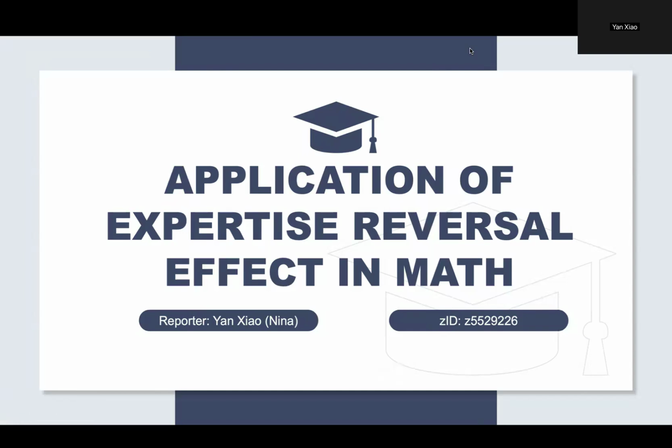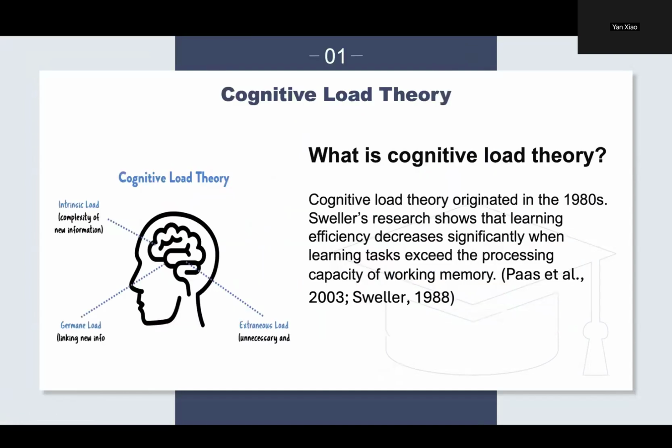Today, I would like to share with you a very important theory in educational psychology, cognitive load theory, and an interesting effect, the expertise reversal effect. I will also share a specific example to explain how to apply the expertise reversal effect in math classes. Firstly, let's start with cognitive load theory.